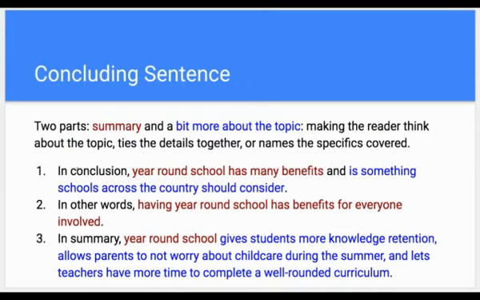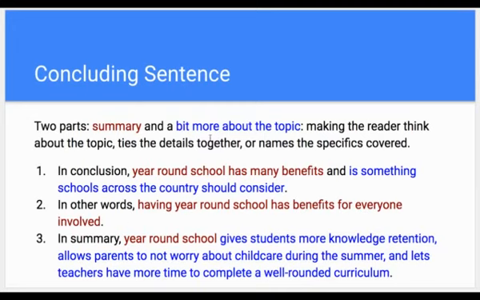So, "In conclusion," that's how I know it's the end, by the way, "year-round school has many benefits and is something schools across the country should consider." Here's my summary: year-round school has many benefits, and my bit more about the topic is something schools across the country should consider. And another example where it's just the summary: "In other words, having year-round school has benefits for everyone involved." Perfectly fine. You don't have to include a bit more about the topic.